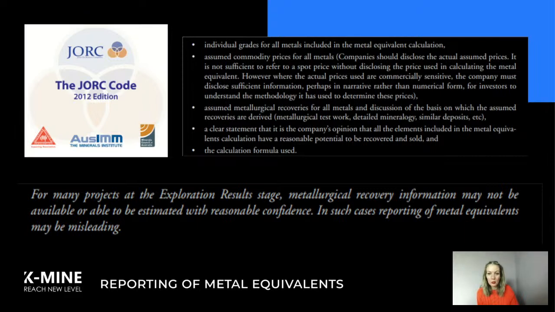Number 3, assumed metallurgical recoveries for all metals need to be stated, along with a discussion of how these recoveries were derived, such as through metallurgical test work, detailed mineralogy, or similar deposits. A clear statement must also be included expressing the company's opinion that all elements included in the metal equivalence calculation have a reasonable potential to be recovered and sold. And finally, the calculation formula for metal equivalents should be specified.